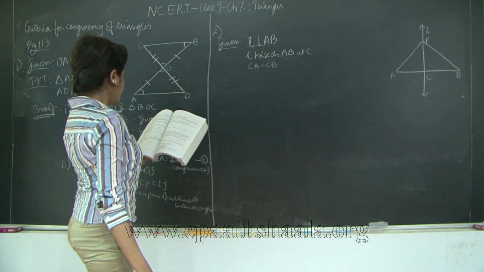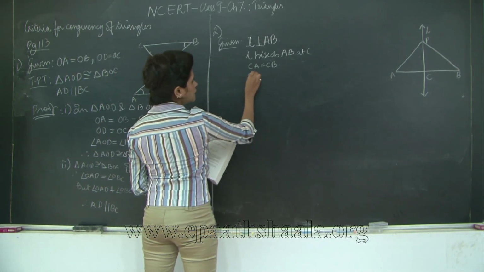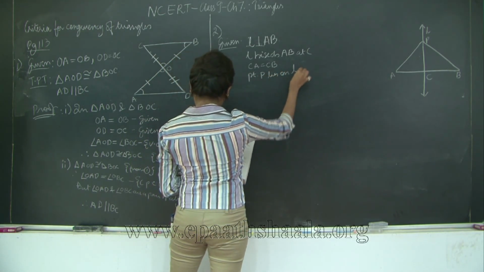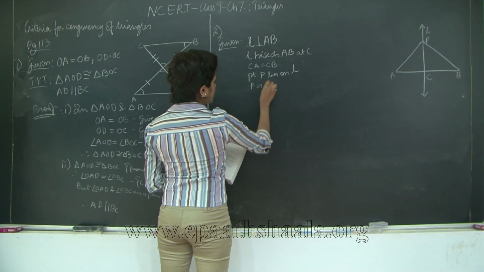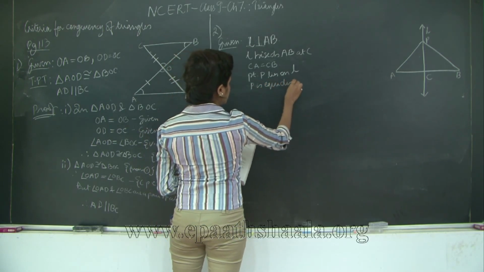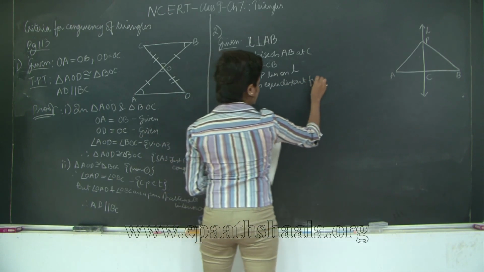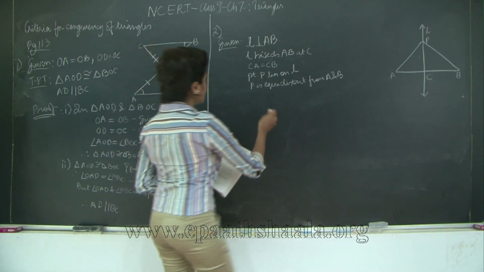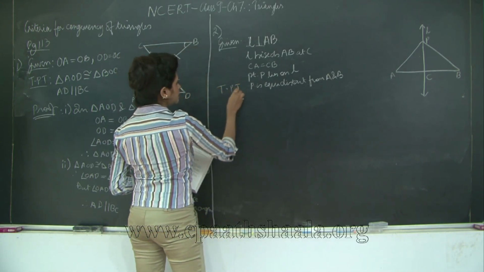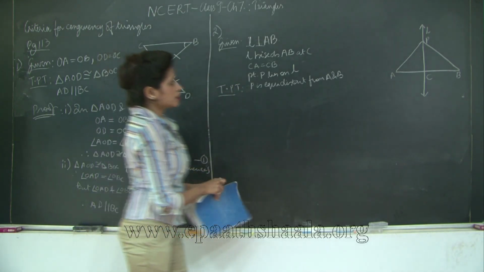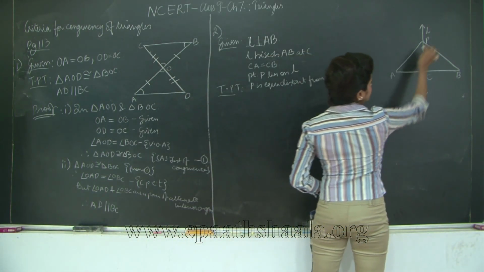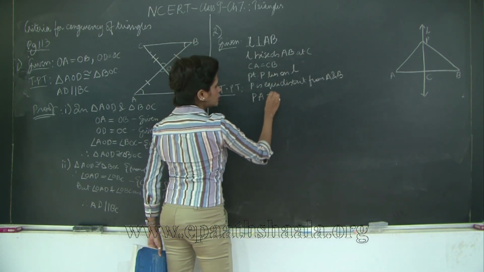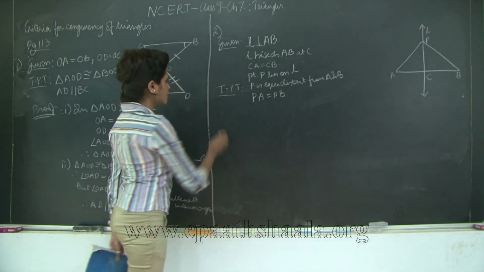Also, point P lies on line L. So point P, we can see it from the diagram itself, lies on L. We need to prove that P is equidistant from A and B. It is not given. So we need to prove that PA is equal to PB. So let's rewrite this to prove that PA is equal to PB. Let us see how we are going to do this.